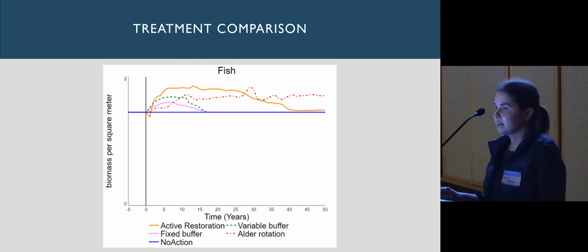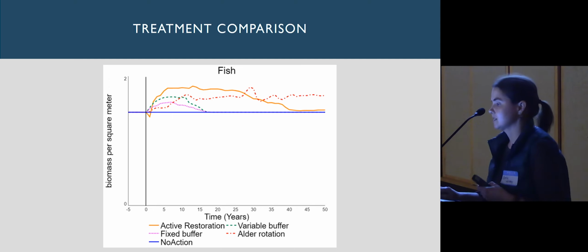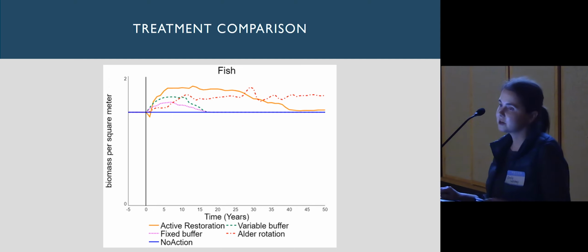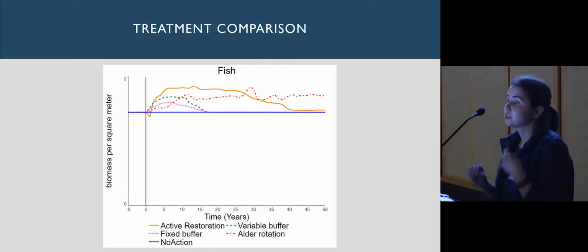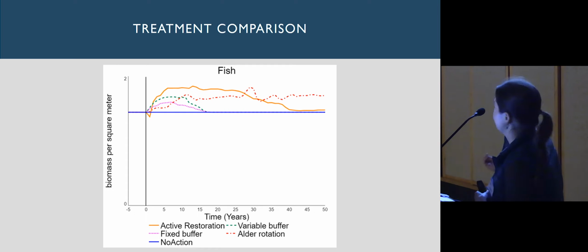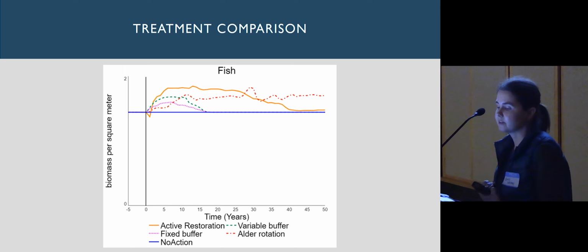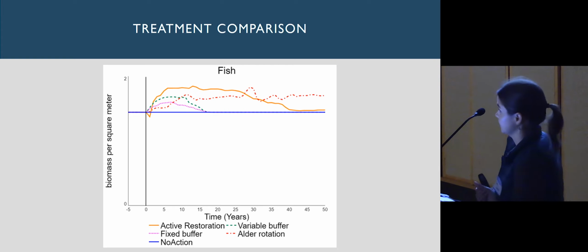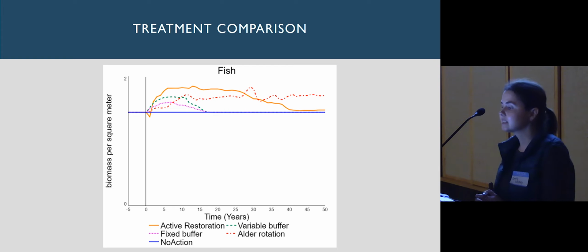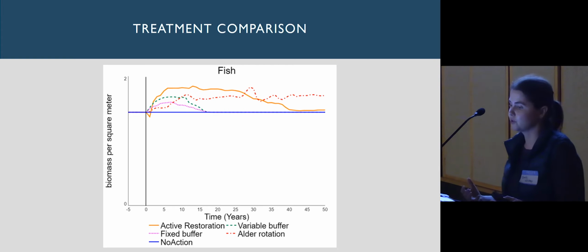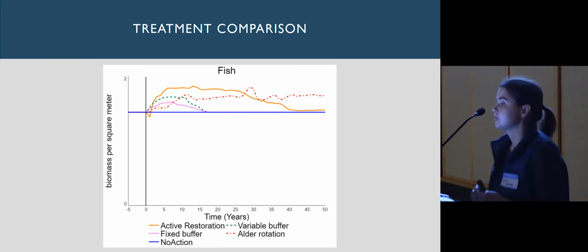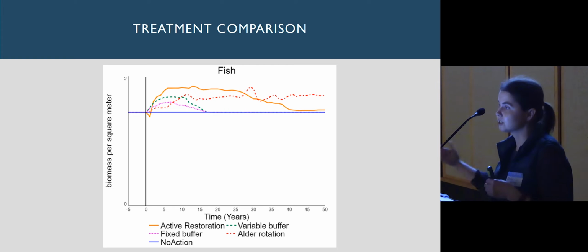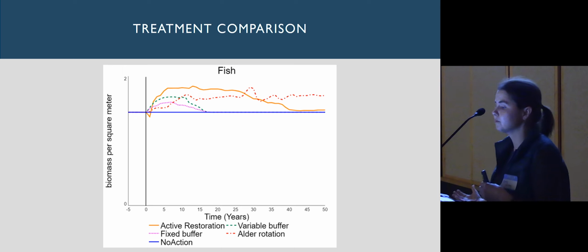So let's jump ahead and look at different treatment responses. We'll touch more on what these look like, but let's look at these curves relative to one another. So we have our active habitat restoration, our fixed buffer width, our no action, our variable buffer, and our alder rotation treatments. And what we can see is that they differ relative to one another, both in terms of the duration that these changes are present for, and the type of reaction.